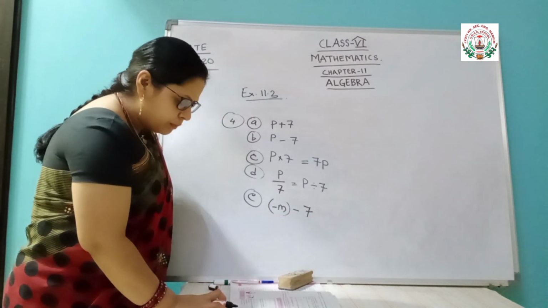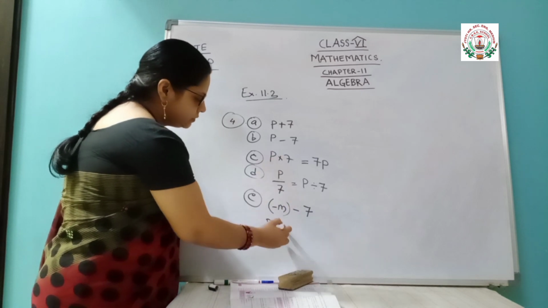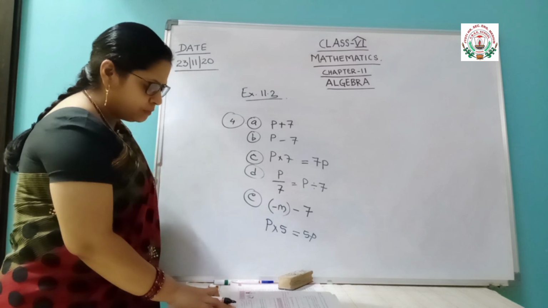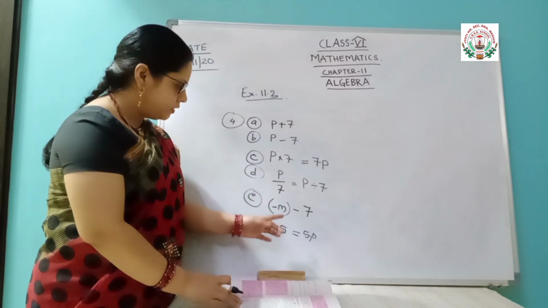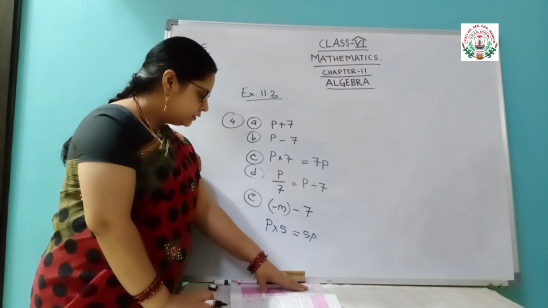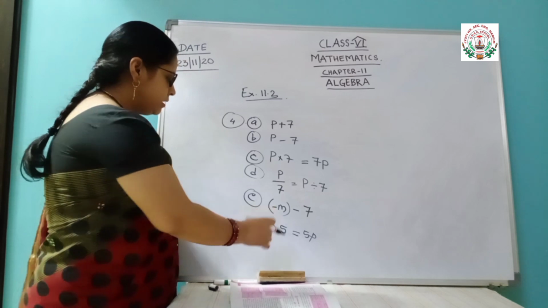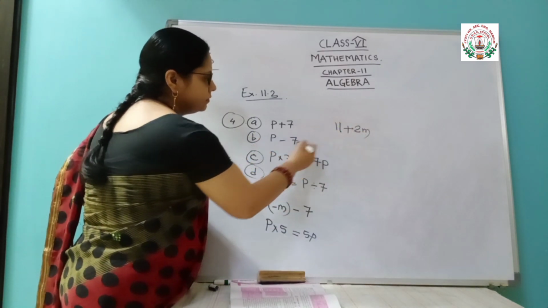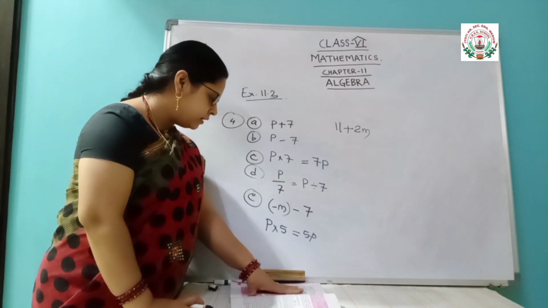Then p multiplied by 5. P multiplied by 5, just like this only. You can write as 5p also. Then minus p divided by 5. Then p multiplied by minus 5. Or just you read and see. 11 added to 2m. 11 added to 2m. Like this. So you just read out and write down.